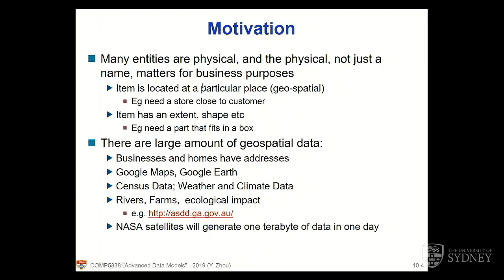So the items might be located at a particular place, like the geospatial case, where we want to find stores near the customers. The customer has a current location, the store also has a location, and we want to be able to calculate the distance on the fly, and then help the customer find the nearest stores.